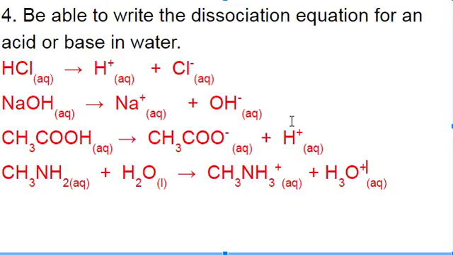So those are the dissociation equations. So for any acid or base I give you, you should be able to write it. And if you try writing it without water, the only one that you're not going to be able to figure out what to do with is if you have a weak base, like in the case of CH3NH2, and then you'll know you need to include water.